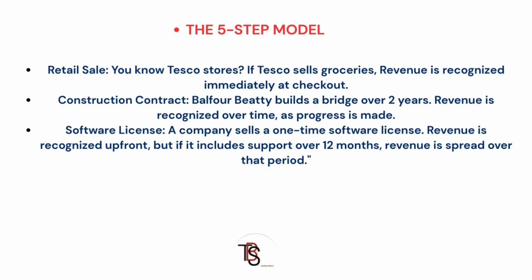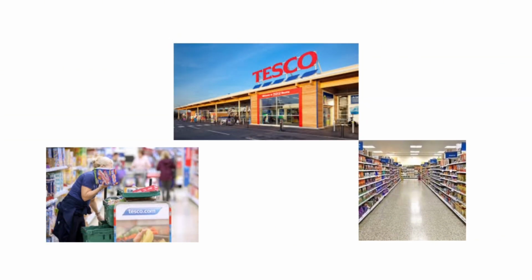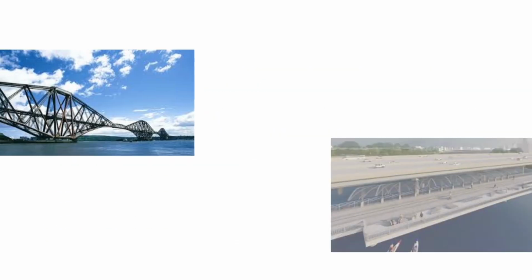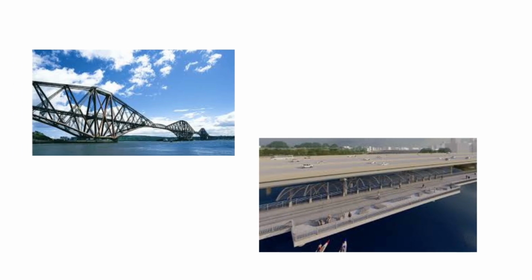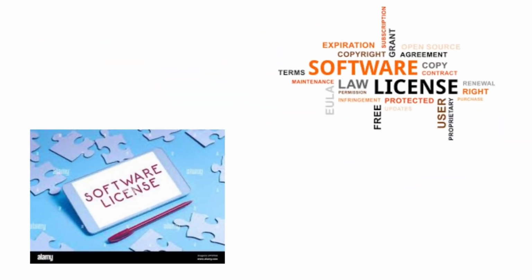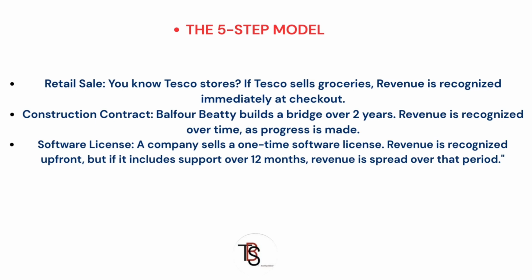For example, let's bring this to life with some examples. Retail sale. You know Tesco stores? If Tesco sells groceries, revenue is recognized immediately at checkout. Construction contract. Balfour Beatty builds a bridge over 2 years. Revenue is recognized over time, as progress is made. Software license. A company sells a one-time software license. Revenue is recognized up front, but if it includes support over 12 months, revenue is spread over that period.